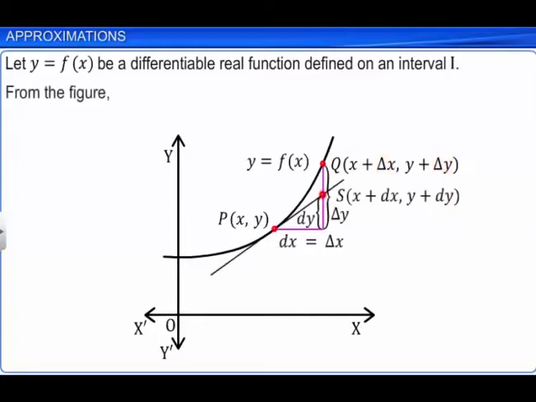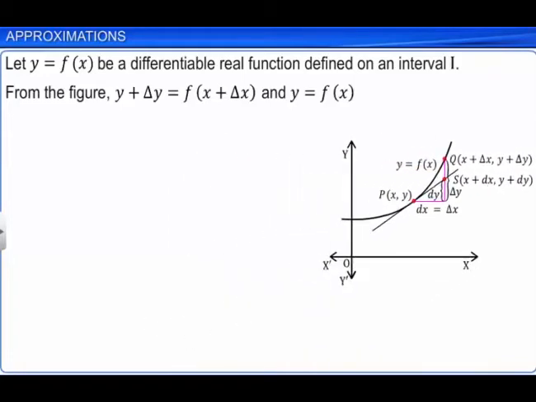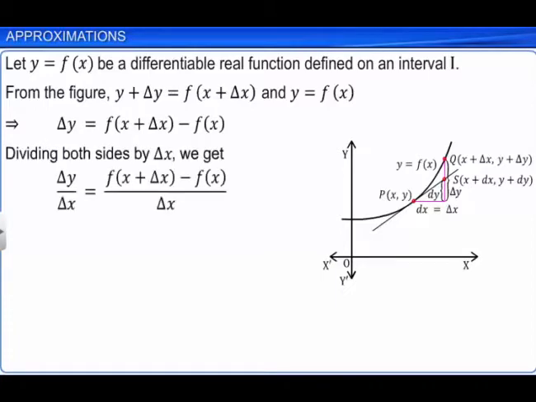From the figure, y plus delta y is equal to f of x plus delta x, and y is equal to f of x. This gives us delta y is equal to f of x plus delta x minus f of x. Dividing both the sides by delta x, we get the equation as shown. Denote this by equation 1.